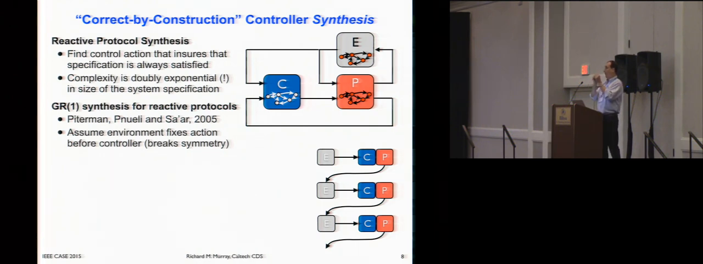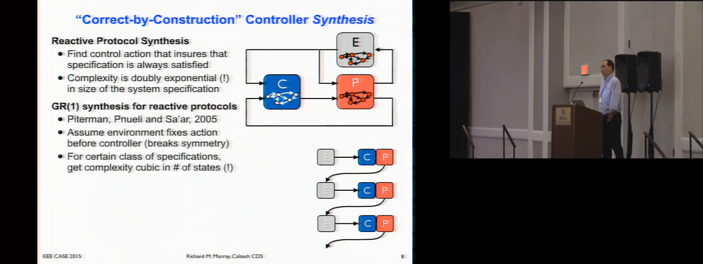It is an assumption, but it gives an enormous benefit to us. It turns out that if we can make this sort of game in which we have this kind of alternation of environment and process dynamics, and if we write a certain class of specification, namely these GR1 specifications, then the complexity of solving the problem goes from being doubly exponential in the specifications to cubic in the number of states.